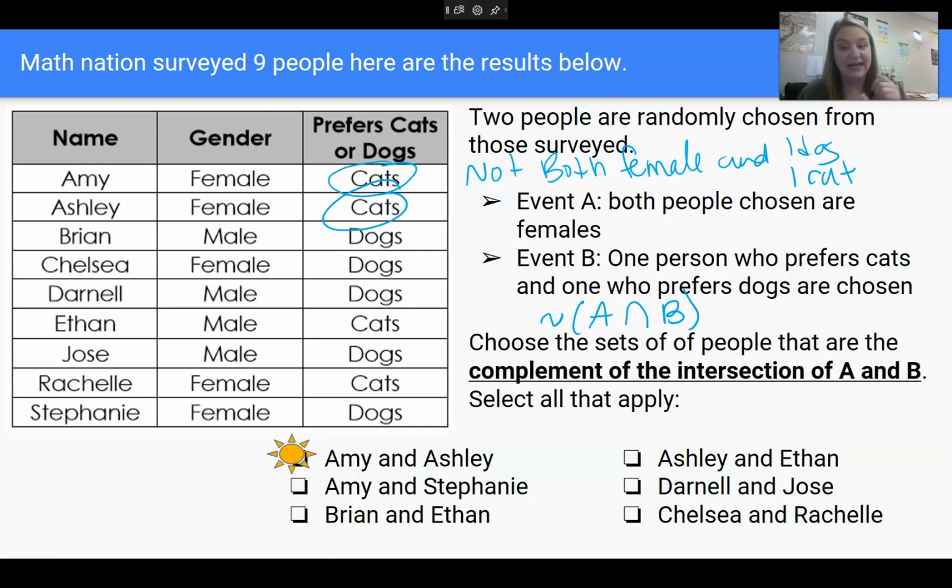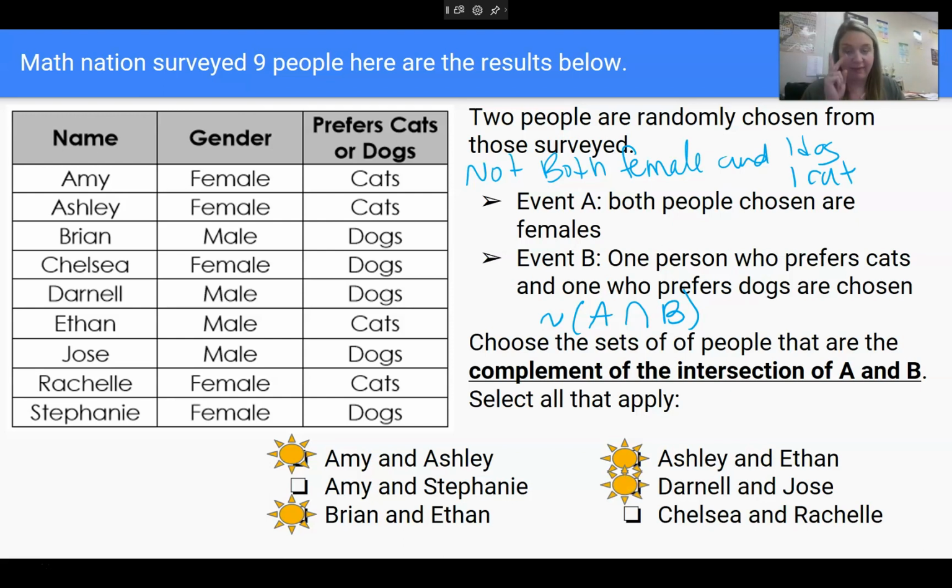Next, I have Amy and Stephanie. So let's look here. So we already have two females, so if they like one of each, I can't include it. Okay, Amy has the cats. Stephanie has the dogs. Oh, there's one of each, so I can't include Amy and Stephanie. Okay. Brian and Ethan. Well, right away, that's two guys, right? So that's fine. That's not both female. Ashley and Ethan. Again, that's not both female, so that's fine. Darnell and Jose. Again, not both female. I can go ahead and check them off.